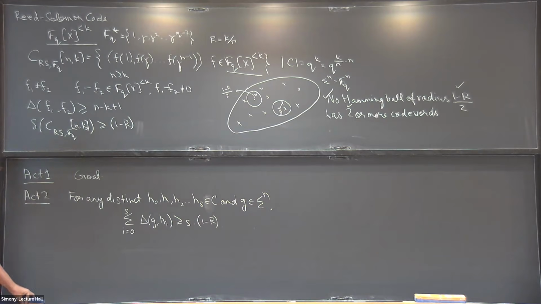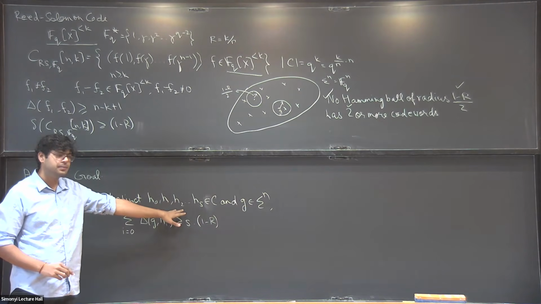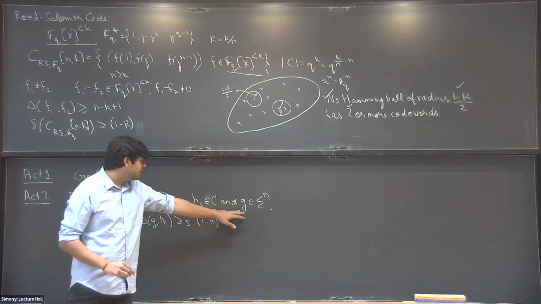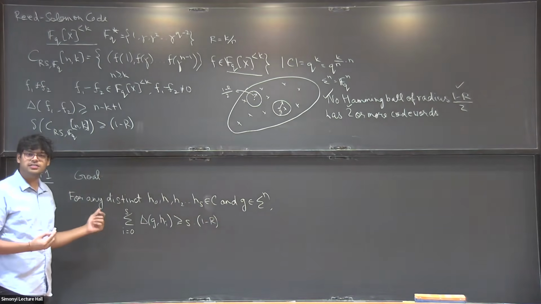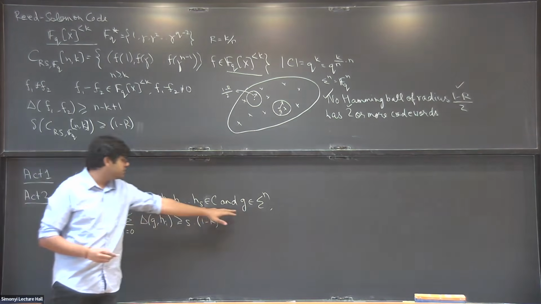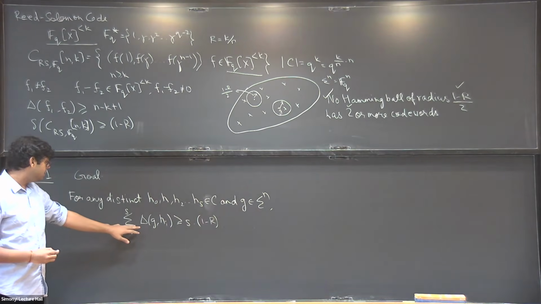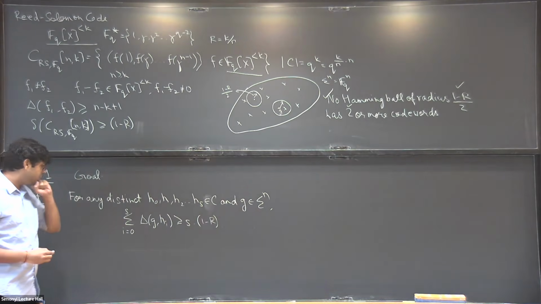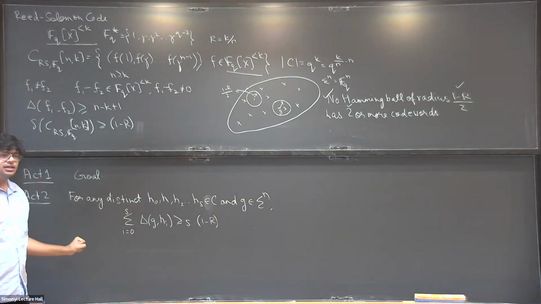So in Act 2, we will try to construct a code that has this property, that if we look at any distinct H0, H1, these are S plus 1 distinct code words, and a center of a ball. So ball is just referenced by its center and radius, right? So you should think of this G as referencing a ball. The sum of distances of these S+1 code words is large.